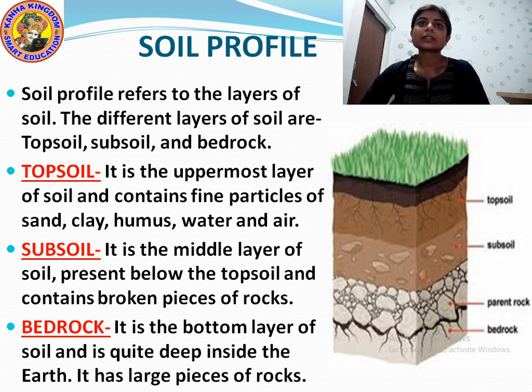Okay. So this is soil profile. Soil profile refers to the layers of the soil. The different layers of the soil are topsoil, subsoil and bedrock soil. Topsoil is the uppermost layer, subsoil is the middle layer and bedrock is the bottom layer of the soil. Understood?